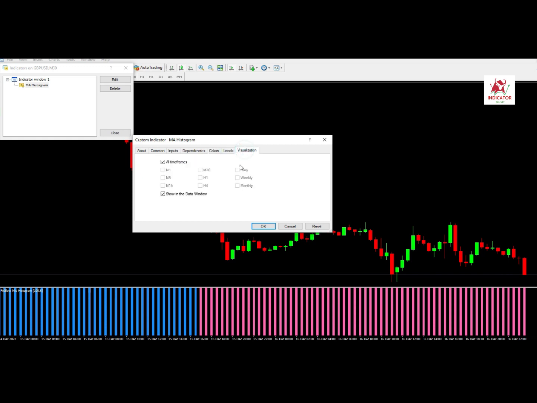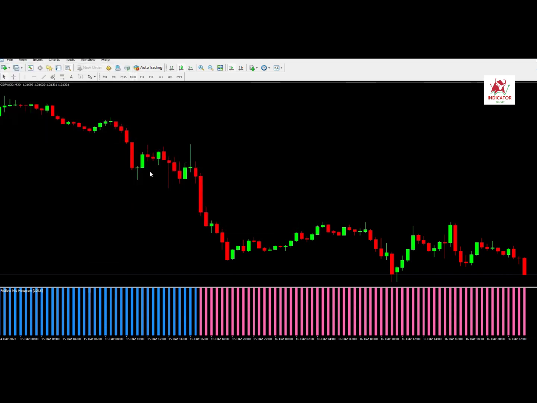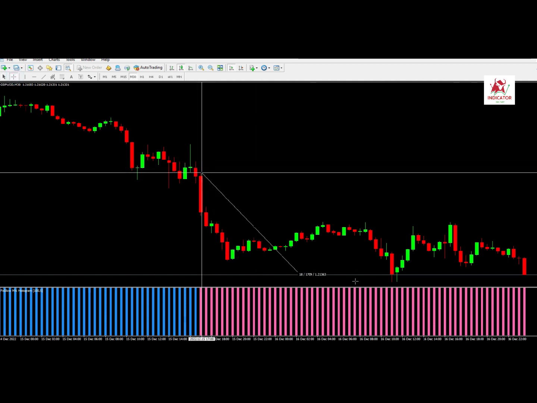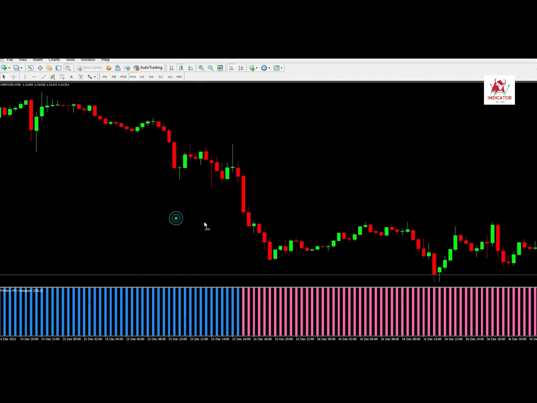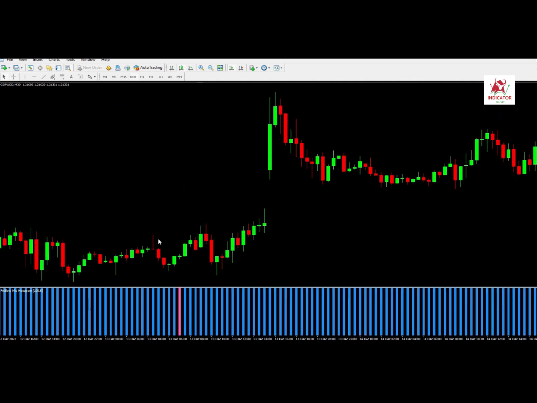Forex moving average strength histogram MT4 indicator displays MA, MACD and stochastic in histogram form. Signals are easy to follow. Trading signals. Buy signal, when the first green candle goes above zero line. Sell signal, when the first red candle goes below zero line. Recommended, use in conjunction with other technical analysis tools.